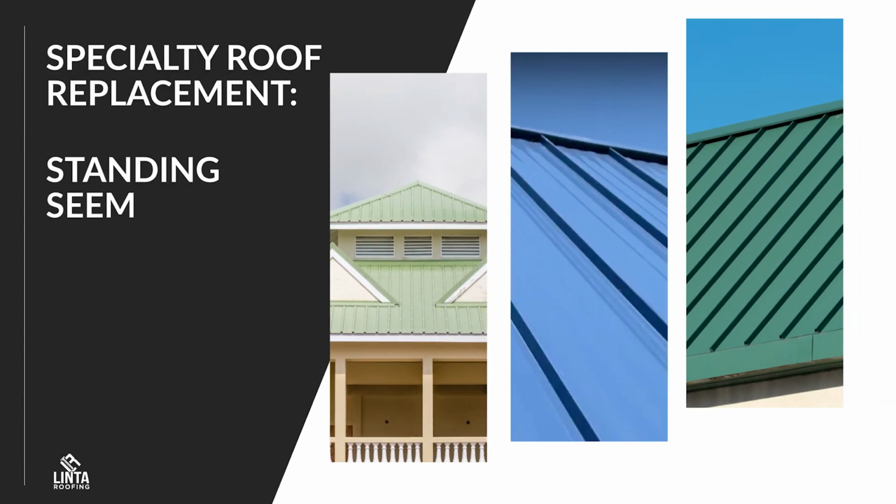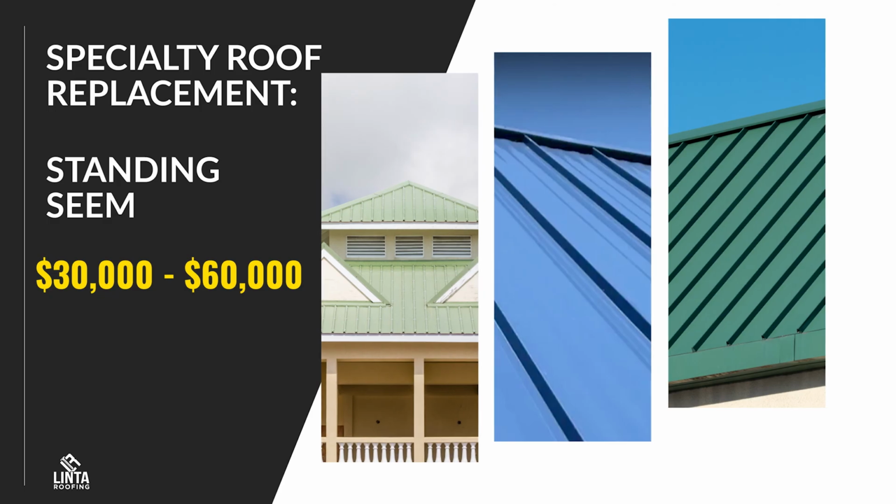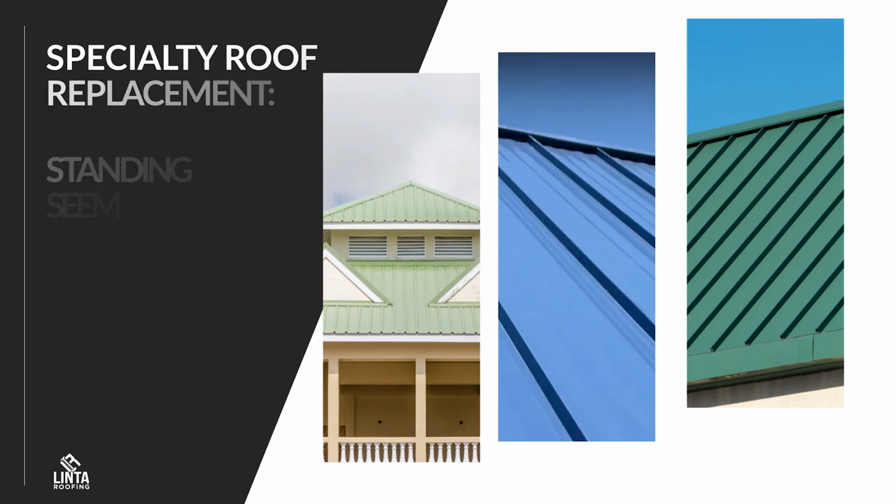For a standing seam metal roof, you can expect to pay $30,000 all the way up to $60,000 for a 3,000 square foot roof. A standing seam metal roof is much more expensive than an exposed fastener metal roof because it takes much longer to install. It is a more complex system all around, but in the long run, it'll be a much longer lasting product for you and for your home.